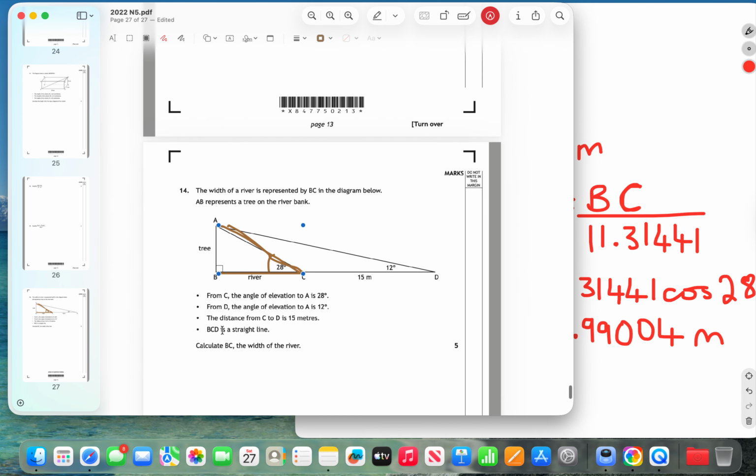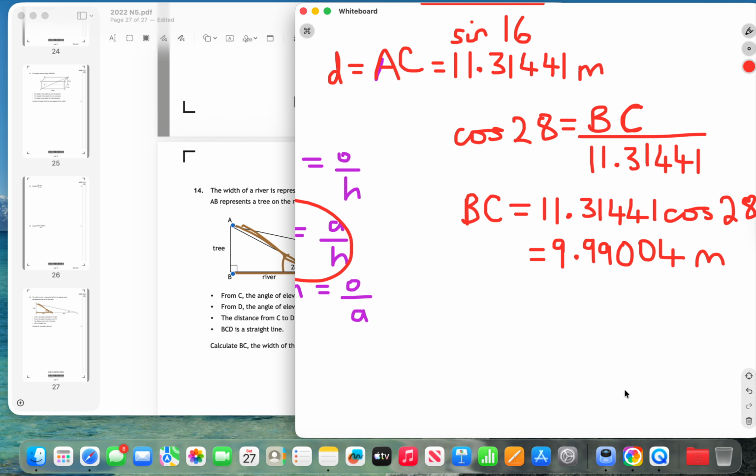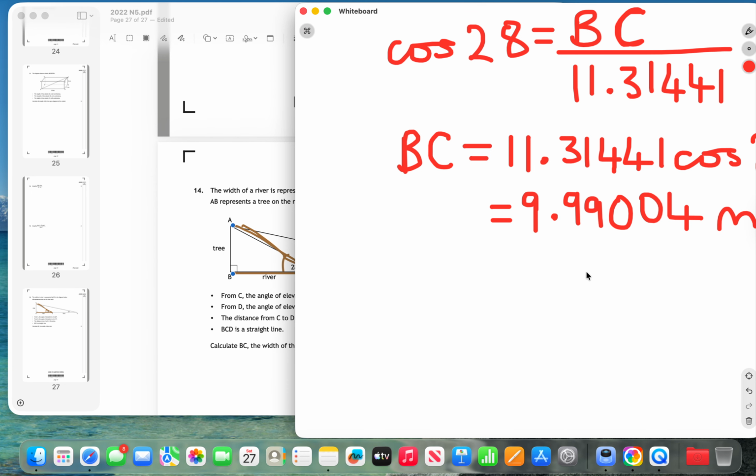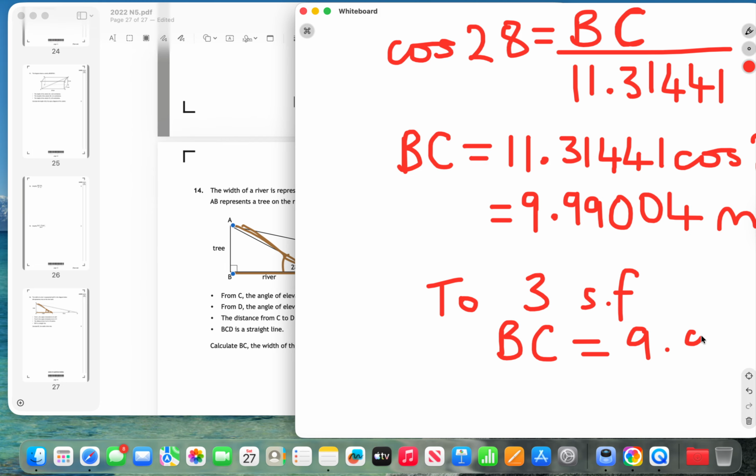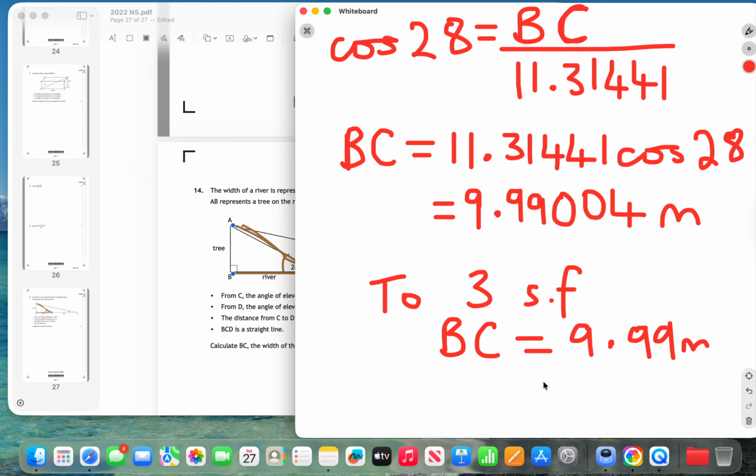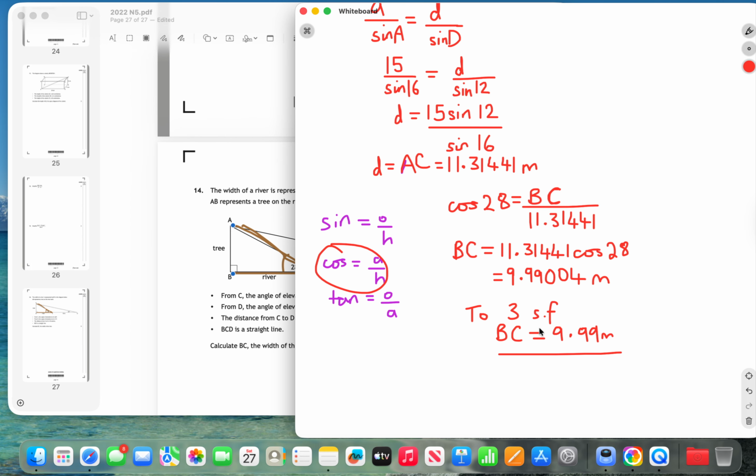And we're given no rules about rounding in the question. I think rounding to 3 significant figures is a good idea. We've got too many, I would say, in this version. So to 3 significant figures, BC equals 9.99 meters. And that's us done.